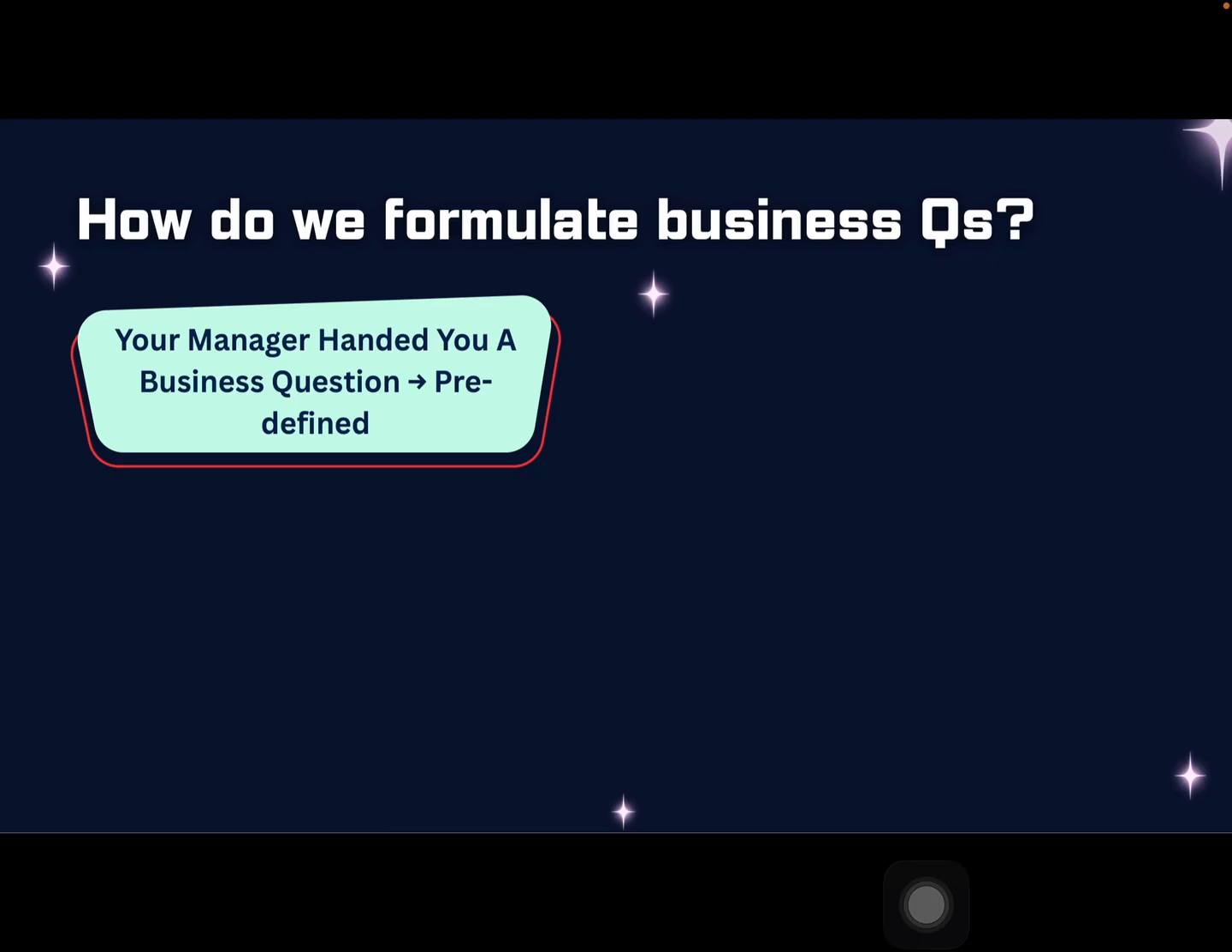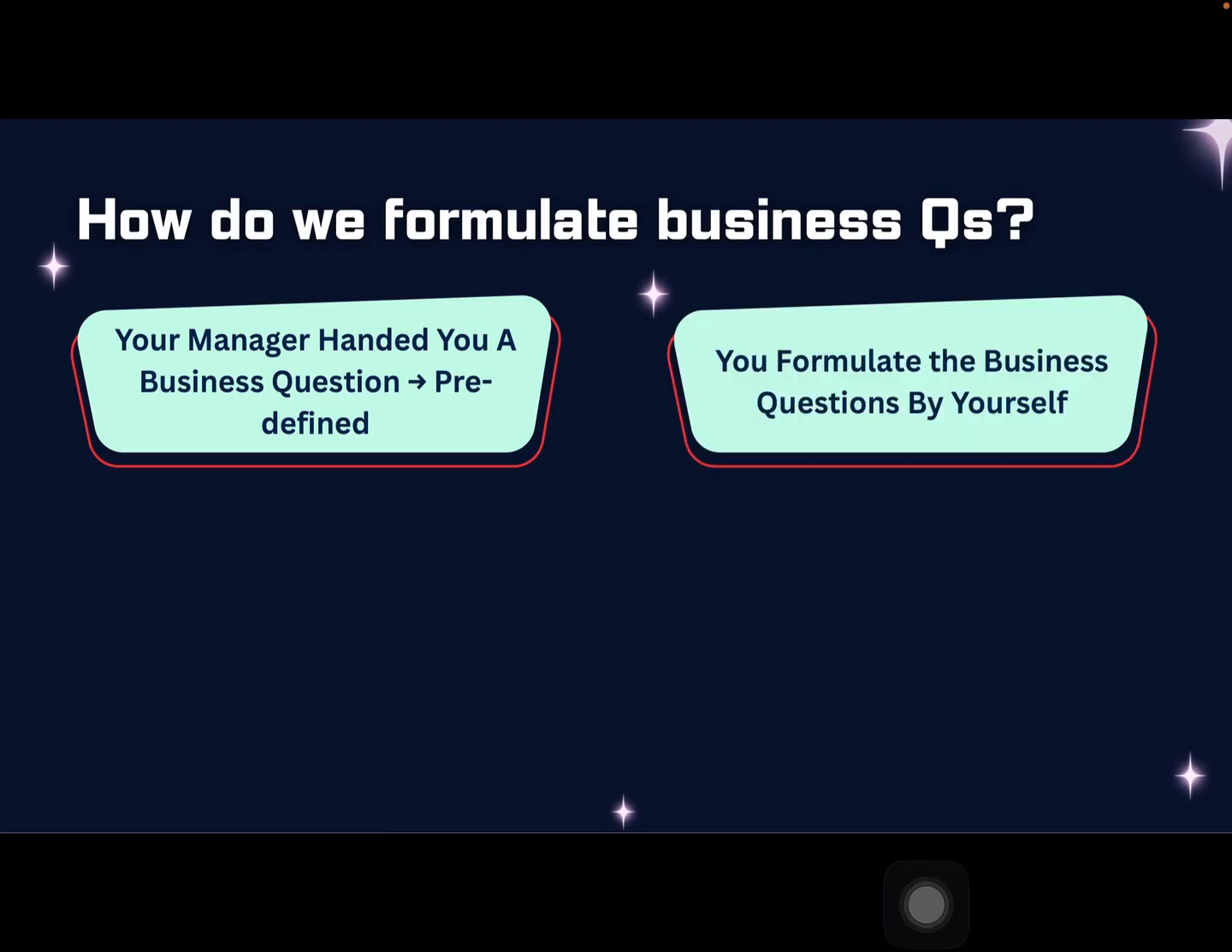How do we formulate business questions? We have two types. The first one is your manager handed you a business question. This one is predefined and you will work from there. The second one, you formulate the business questions by yourself. We learned that setting business questions that align with the business goals, whether they are predefined by stakeholders or managers, or you set them by yourself, is a crucial step. We define the relevant business KPI by the business objective that's set by the stakeholders. Then we have the business question, and then we create or associate the proper business KPI to the business question.